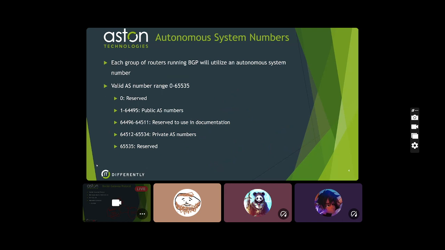So, autonomous system numbers. Let's do each 6-4. Each group of routers running BGP will utilize an autonomous system number.